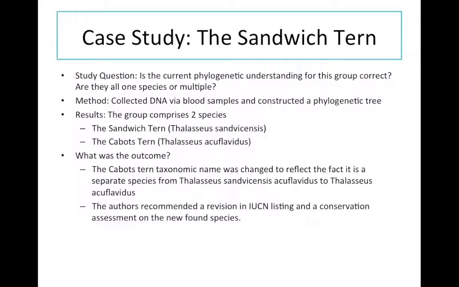The Cabot's tern's taxonomic name was changed to reflect the fact that it is a separate species from the sandwich tern, and the authors recommended a revision in the IUCN listing and a conservation assessment on the newfound species. So that's important. We've just gone from one species to two, and they've recommended two different conservation statuses for both.